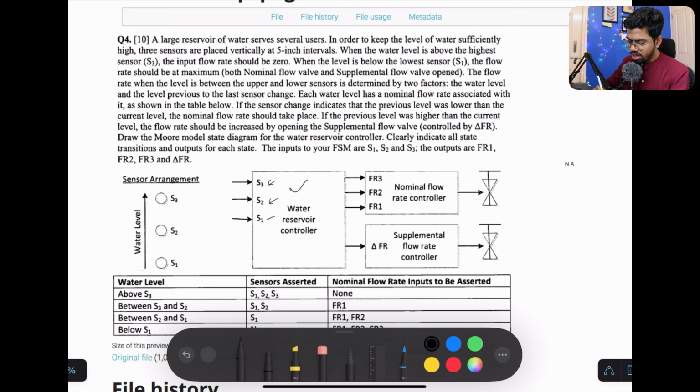Anytime my water level is below S1, none of the sensors will be high. Anytime the water level reaches here, S1 would be high, but S2 and S3 would be 0 because water hasn't reached there yet. Likewise, if it is here, then S2 and S1 would be high, and if it is above S3, then all 3 sensors would be high.